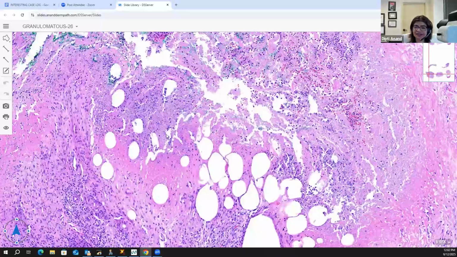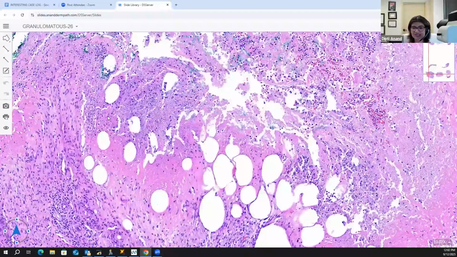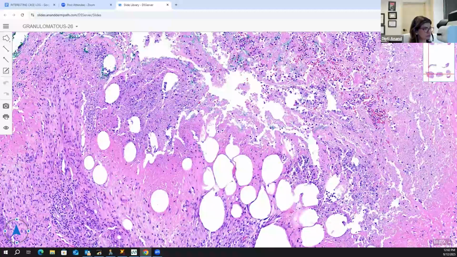So those are plenty of second order questions they can ask you. The bottom line is to recognize the reaction pattern in this. And the reaction pattern is a suppurative granulomatous dermatitis suggestive of an infectious process. Did you get all that? So this is a really important slide. So go back to it.